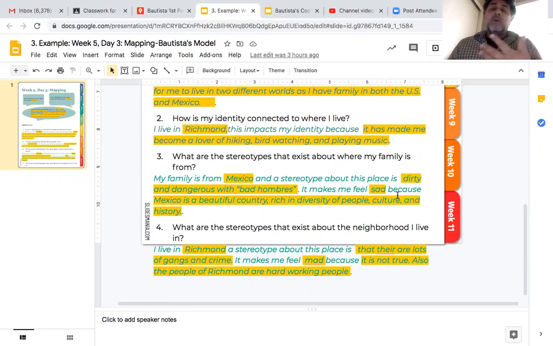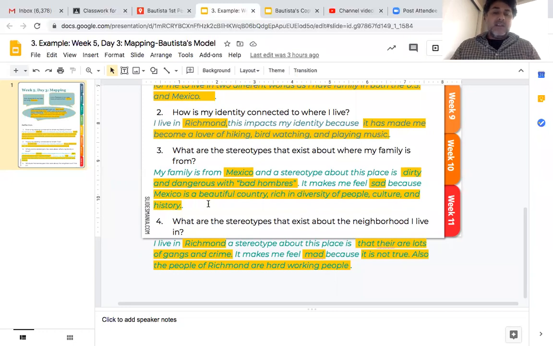So I grew up with the stereotype of people telling me that Mexico's dirty, ugly, not safe. But I've been there so many times. My family is from there, so I've learned that that is a stereotype. It's not true. It's a beautiful place. And number 4, what are the stereotypes that exist about the neighborhood I live in? Again, I live in Richmond. A stereotype about this place is that there are lots of gangs and crime. It makes me feel mad because it is not true. Also, the people of Richmond are hardworking people.